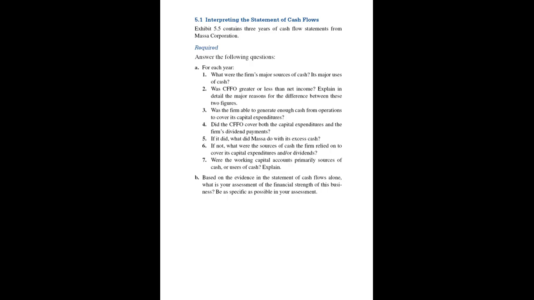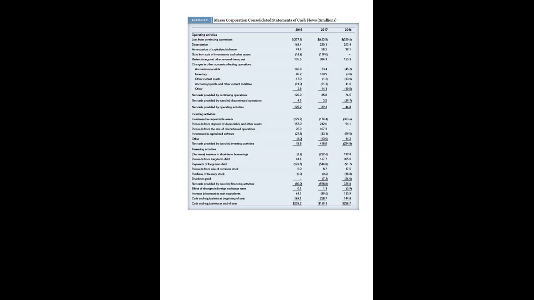This company is Masa Corporation, and they have shared with us its cash flow statement. So let's have a look at the cash flow statement first, and then I'll bring you back to the same page. This is a 3 years comparative cash flow statement for this company.